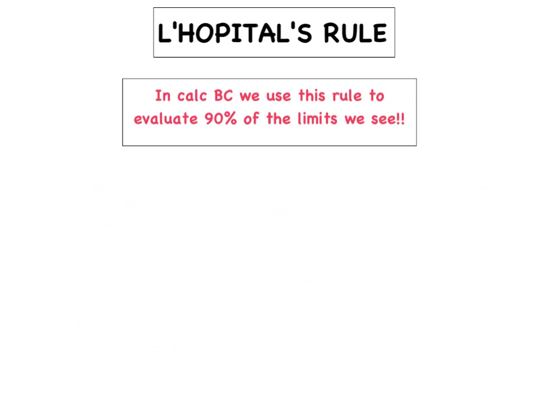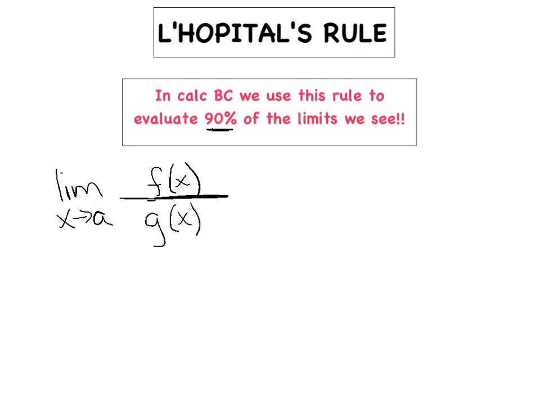L'Hopital's rule is a rule that we're going to use to evaluate about 90% of the limits we see in Calc BC. It really is going to be one of our favorite rules. And the good news is it's one of the easiest things we're going to do all year. And basically, here's what it says. If they give you a particular limit, they want to know what's the limit as x approaches a for the quotient of, say, f of x in the numerator. I like to use f of x in the numerator.